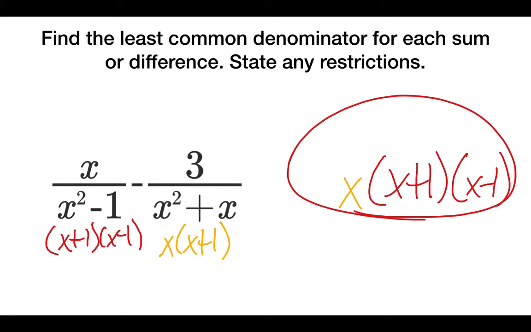Oh, we have to state some restrictions, by the way. I didn't do that on the last one because, well, whole numbers don't have restrictions, but this one does. So let's see. In this case, we know x cannot equal -1, 0, or 1. So there we go.